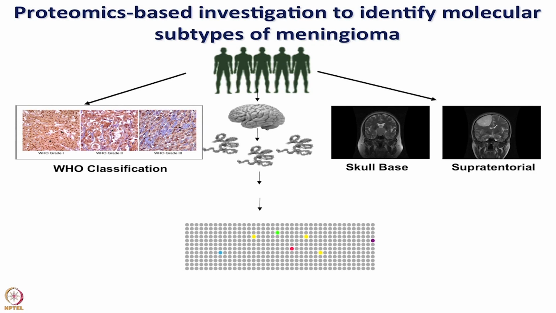In this case we can see in which location the tumor is, whether it is at the skull base or supratentorial. So, while we are going to screen the patient serum samples from the different grades of meningioma, we already have information on which grade of tumor the patients belong to and what the radiological location of those tumors is.